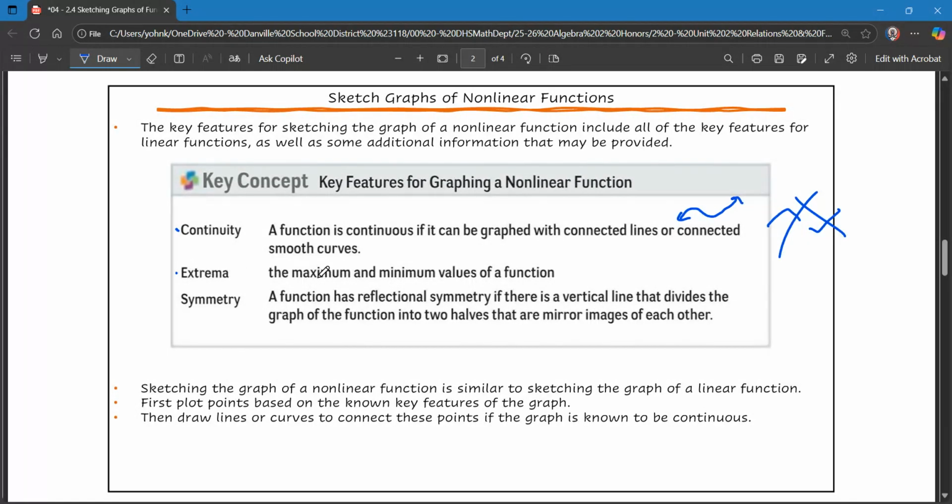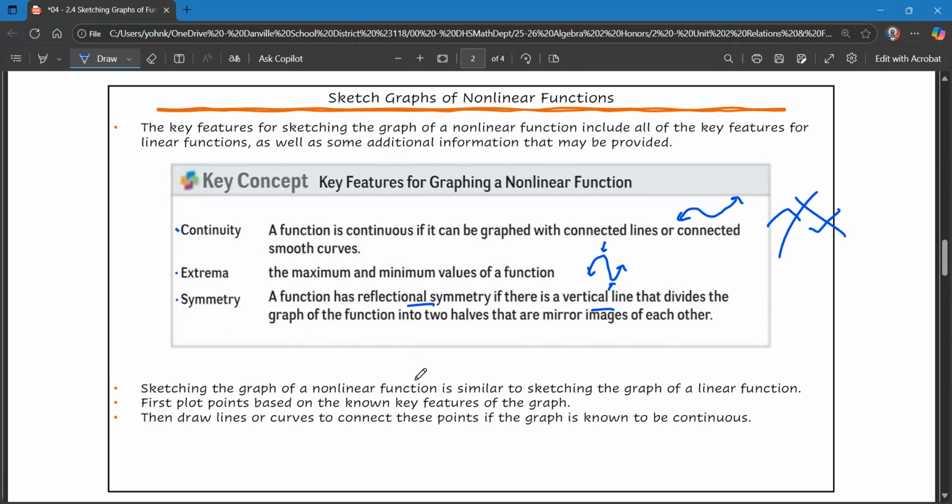Extrema, we've talked about those, maximum and minimum values of a function. So we're talking about maximums being up top and minimums being at the bottom. And then we've talked about symmetry. A function has reflectional symmetry if there is a vertical line that divides the graph of the function into two halves that are mirror images of each other. So vertical line, reflectional symmetry.